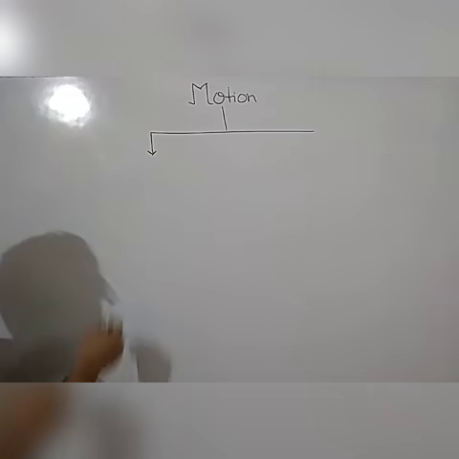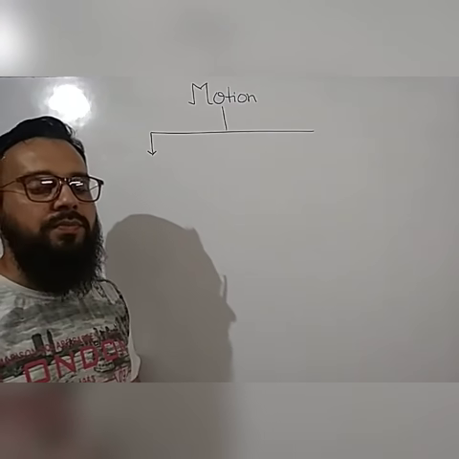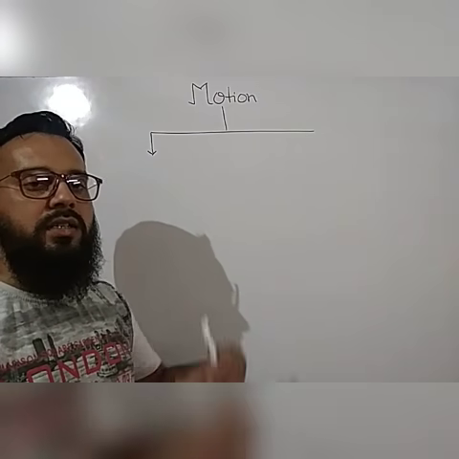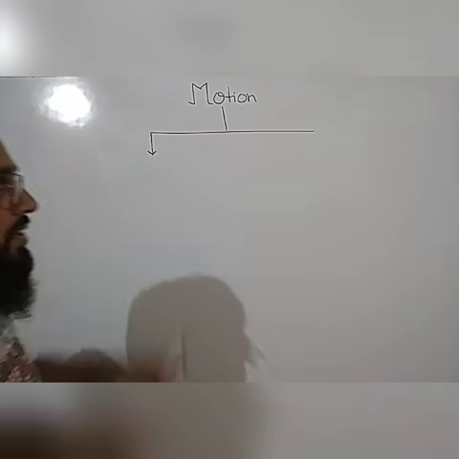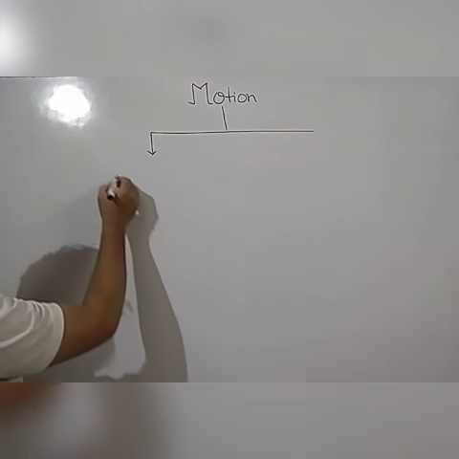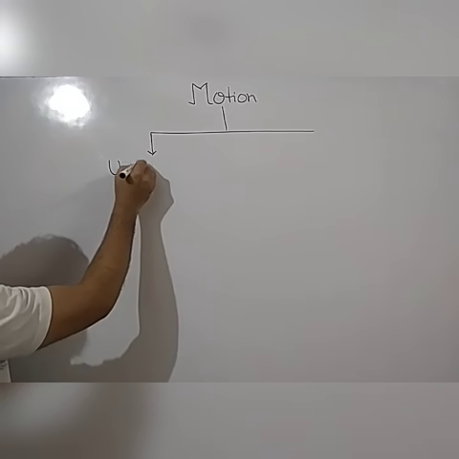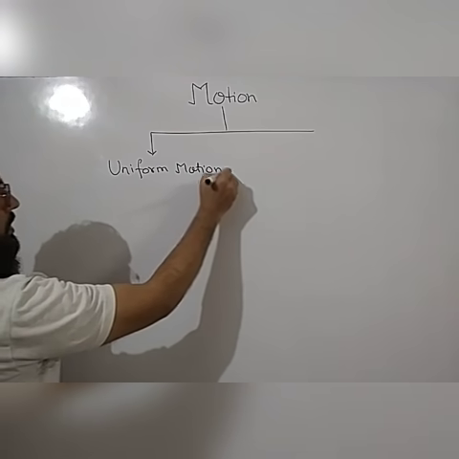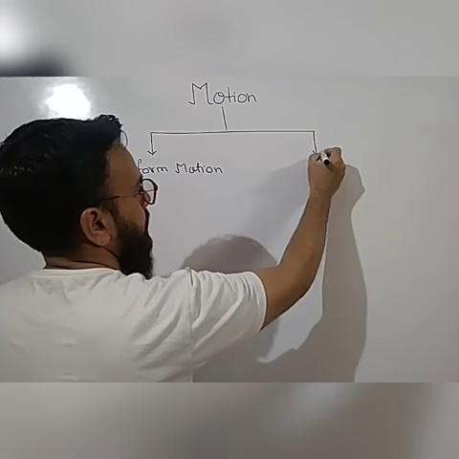One classification of motion was depending on the dimension. That was one dimensional, two dimensional and three dimensional. We have already discussed those motions. Now we are coming to the second classification of motion. That was uniform motion and non-uniform motion.